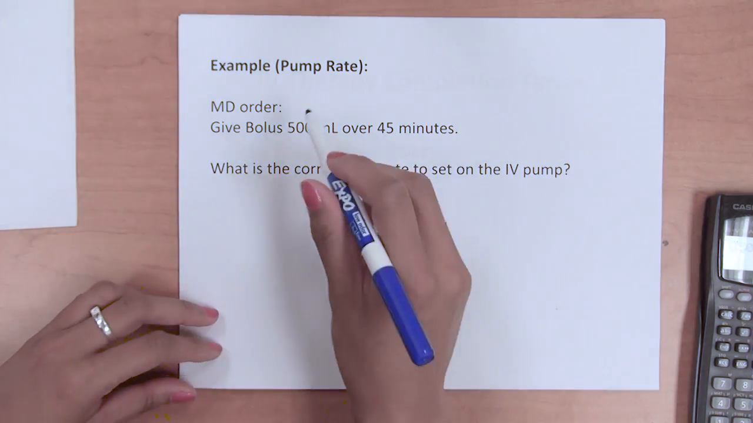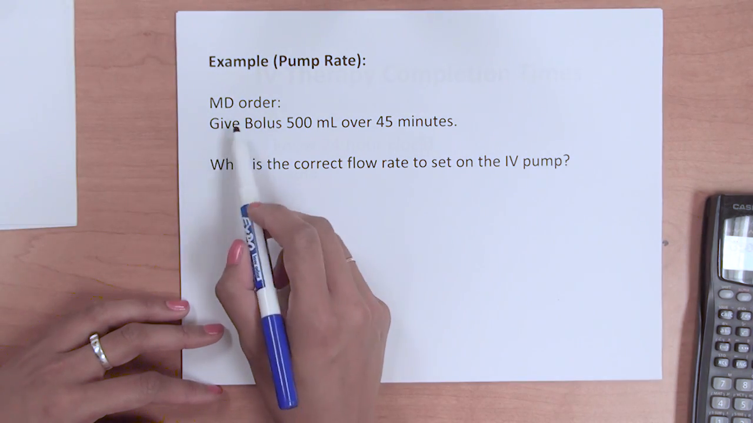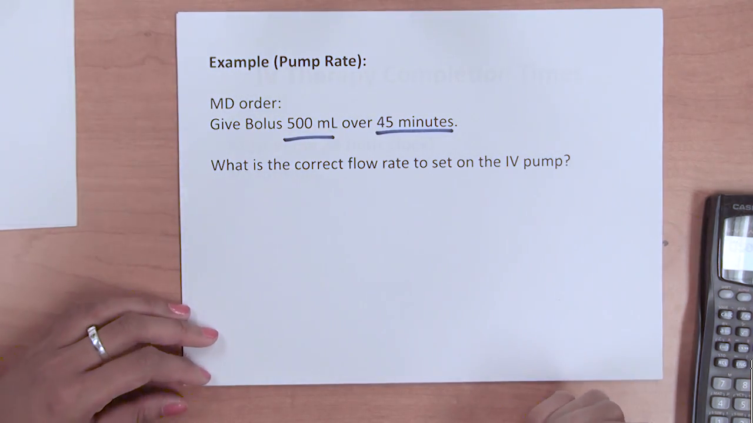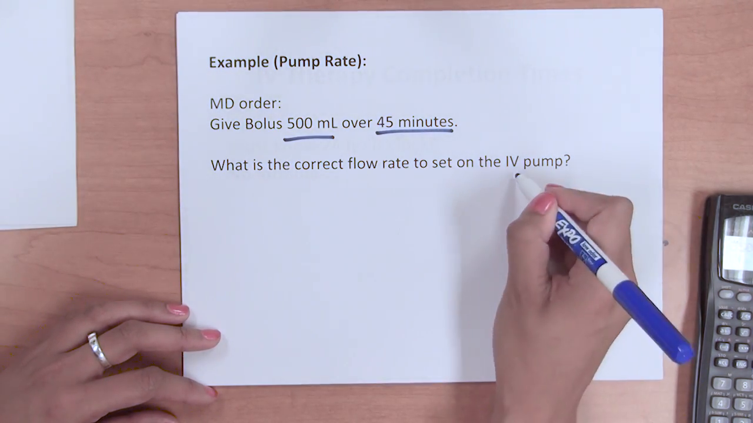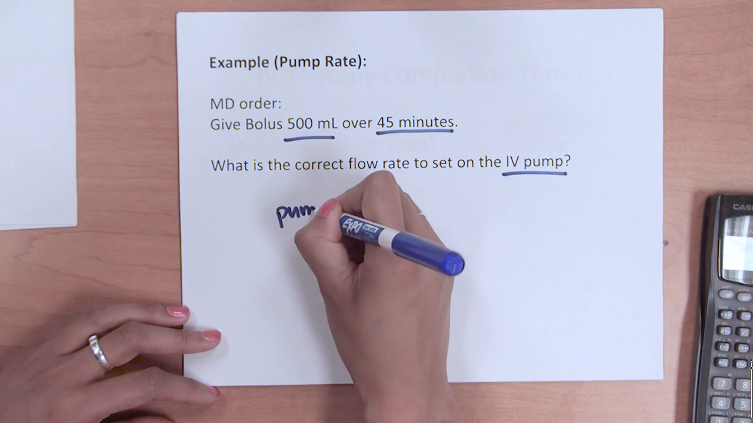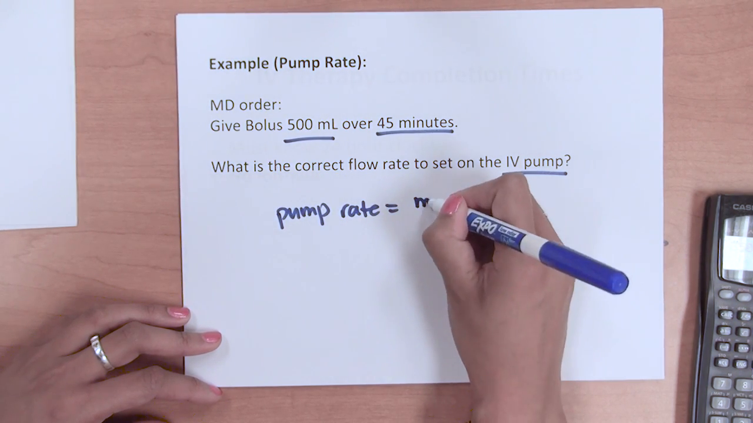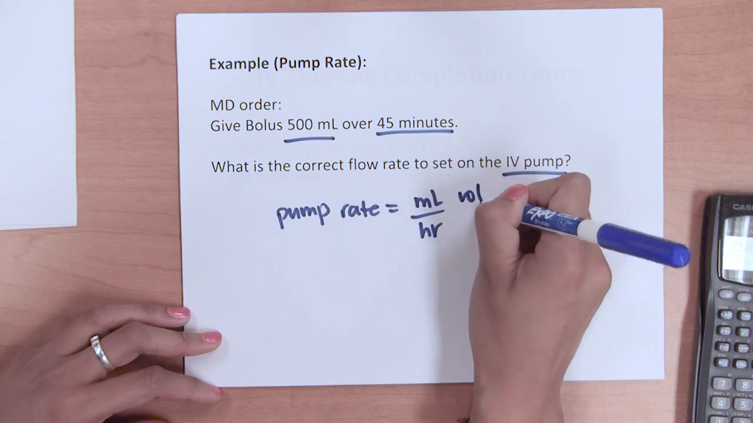Next question, another pump rate question. The doctor has ordered a bolus, 500 mils over 45 minutes. What's the correct flow rate to set on the IV pump? So this question is asking for pump rate. Same formula, milliliters over hours, which is volume over time.